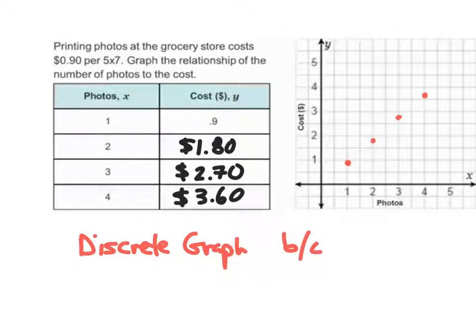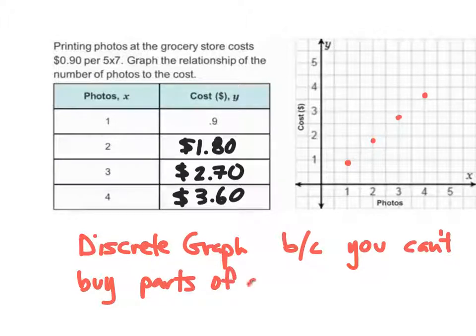because you can't buy part of a photo. You can't buy parts of a photo. It only gives you certain values that you can graph on there. You can only graph one photo, two photos, three photos, four photos, five photos. And because you can't buy parts of a photo, I can't buy 1.5 photos, so there are no points in between here and here. All my data points are just going to be these data points on the graph.